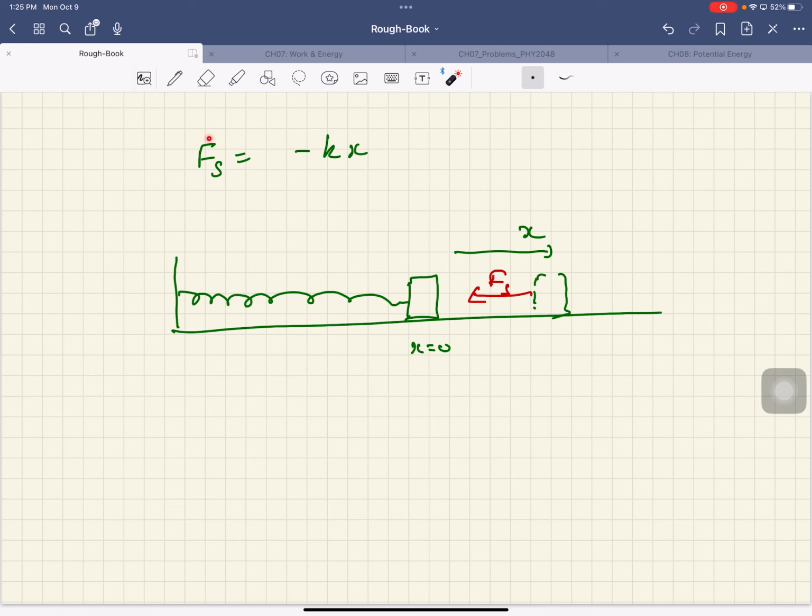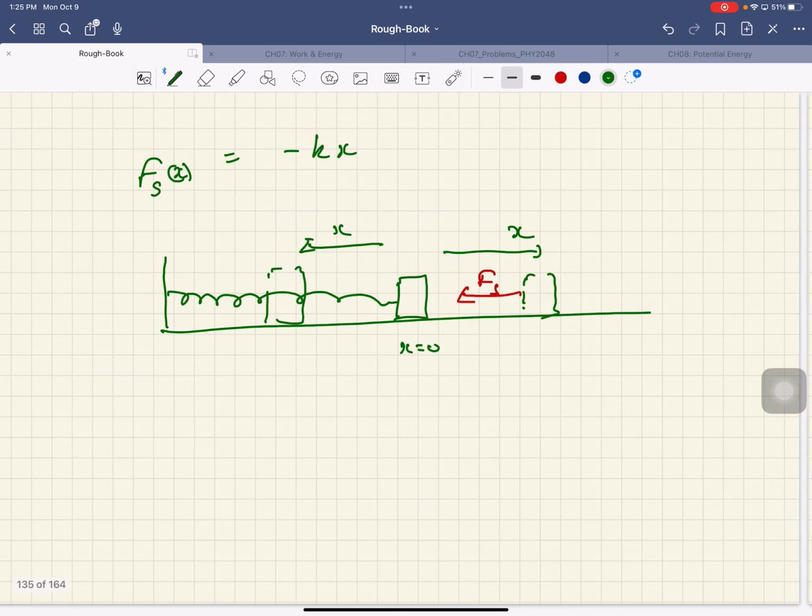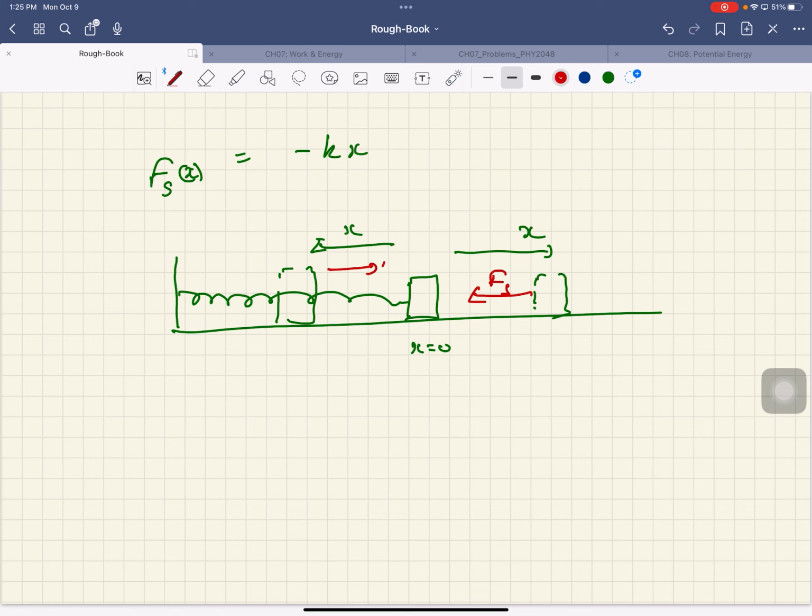Okay. So you see this force, the spring force, as a function of position, is that. And what is that equation telling you again? When x is negative, negative of negative, the spring force is positive. Okay.